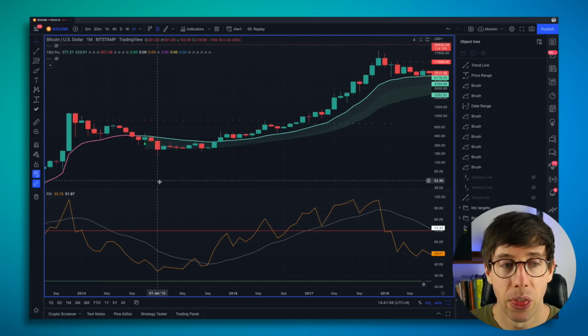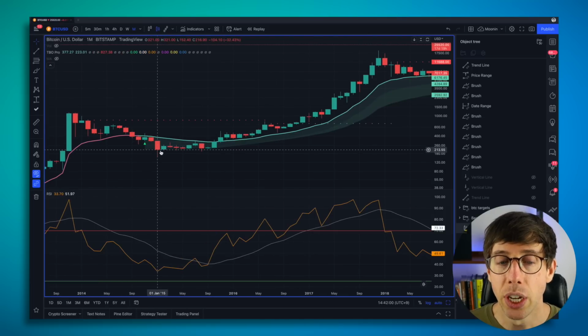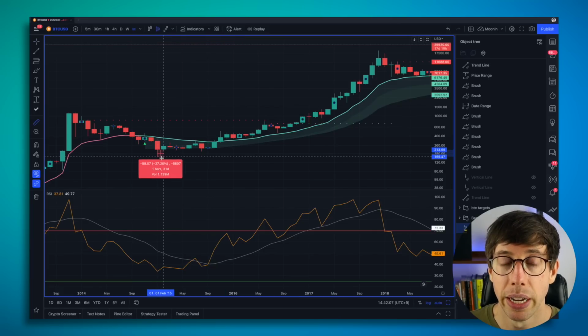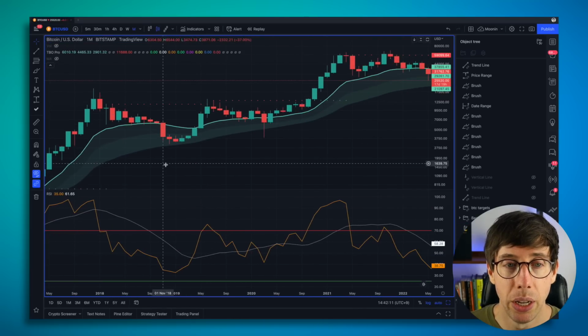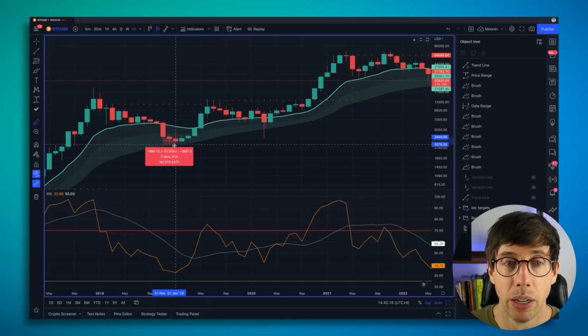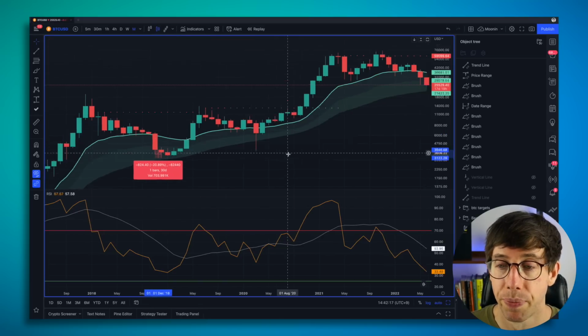One thing to note on this, last tip I'll give you: when we get to these levels that are sub 35, just because we hit sub 35 doesn't mean it's a great time to buy, because we could drop a lot lower, as you can see right there. Even going back here, when we hit 35 on a candle close, we actually dropped another 20%.